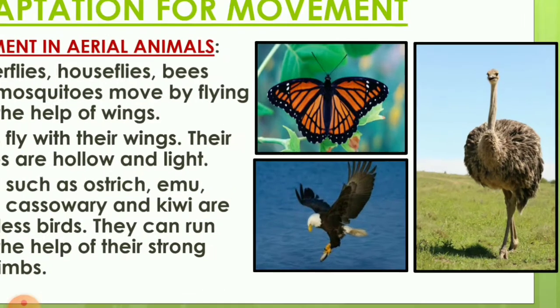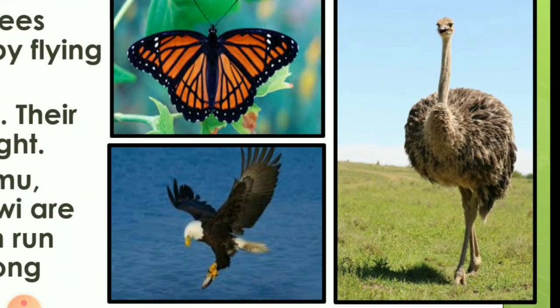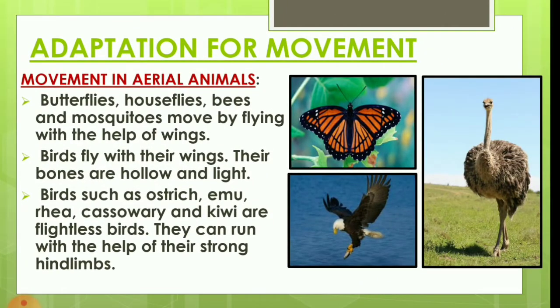जो ostrich होती है, cassowary, kiwi, these types of birds, they can't fly because their bodies are very heavy. As you can see in the picture, the body of an ostrich is very heavy. So they can move from one place to another with the help of their hind limbs, strong जो उनके legs होते हैं उनके help से वो move कर सकते हैं, but they can't fly.